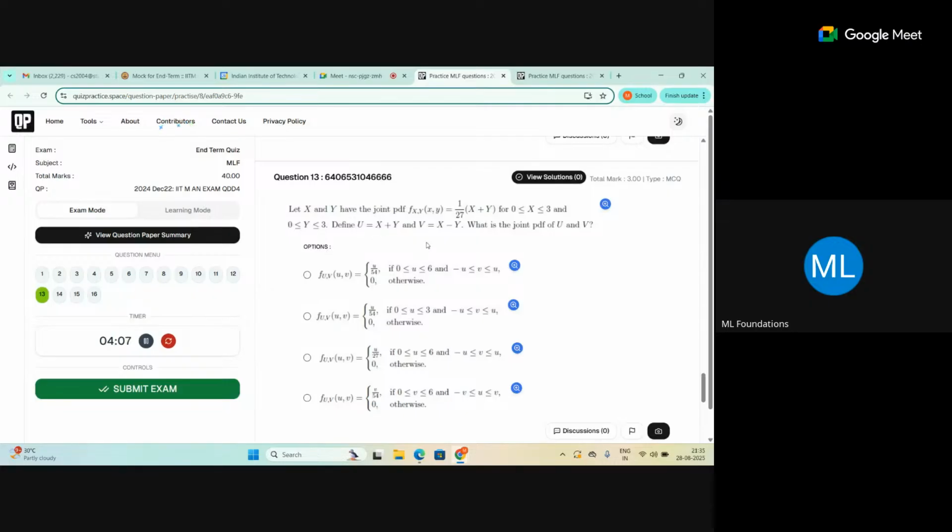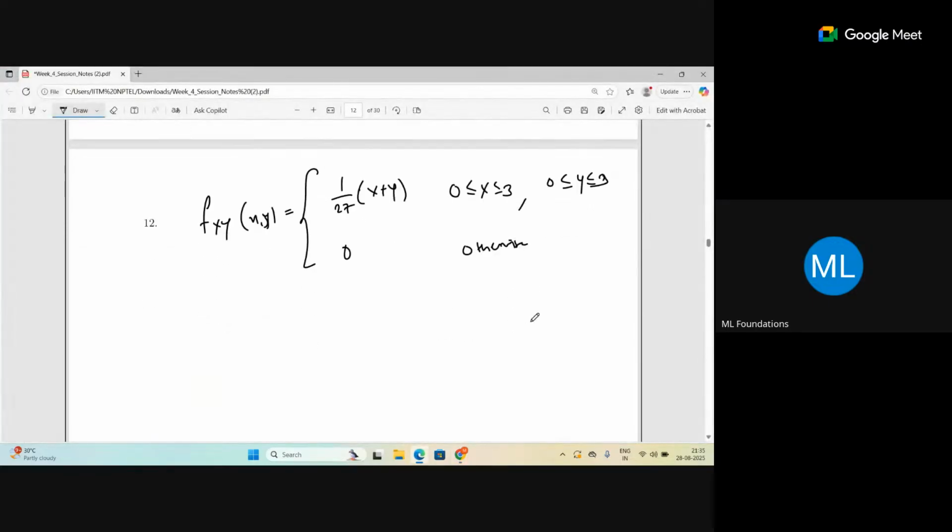What about this? Define u equal to x plus y and v equal to x minus y. So if the joint density is in these terms, what is the expression of x? I think x will be (u plus v) by 2 and y is (u minus v) by 2. Now we have two extreme values for x and y. What are those? 0 and 3, right?